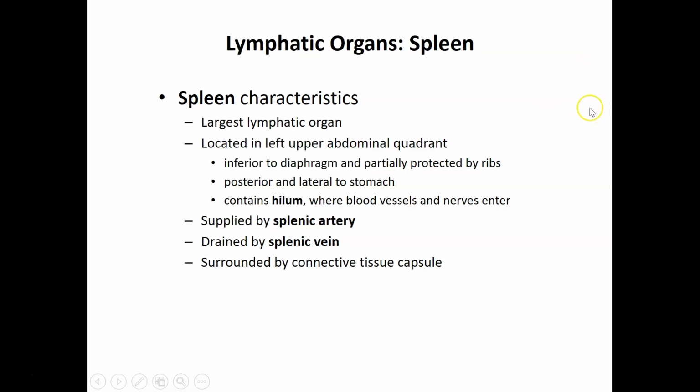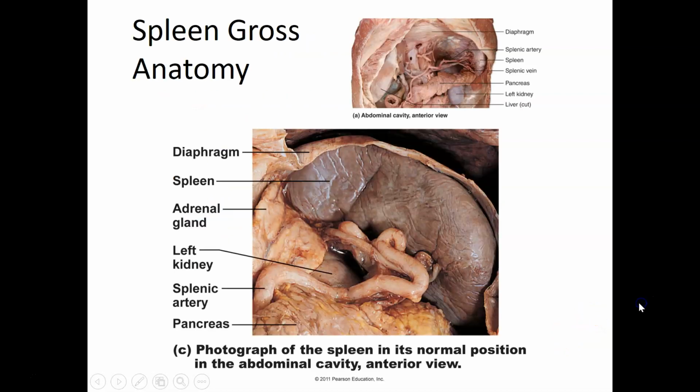And blood is going to be drained from the spleen into a splenic vein, which merges into the inferior vena cava. Spleen is a capsulated structure, so it's covered by a dense, irregular connective tissue capsule. A couple of slides showing the gross anatomy of the spleen.